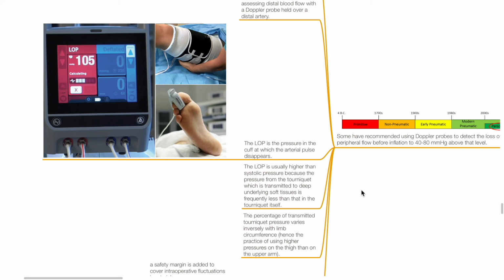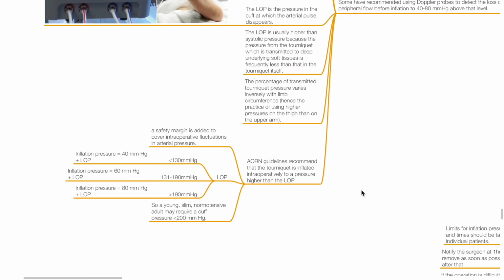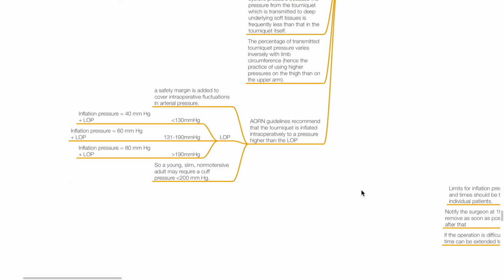The LOP is usually higher than systolic pressure because the pressure from the tourniquet, which is transmitted to deep underlying soft tissue, is frequently less than that in the tourniquet itself. The percentage of transmitted tourniquet pressure varies inversely with limb circumference. Hence, the practice of using higher pressures in the thigh than on the upper arm. AORN guidelines recommend that the tourniquet is inflated intraoperatively to a pressure higher than the LOP.